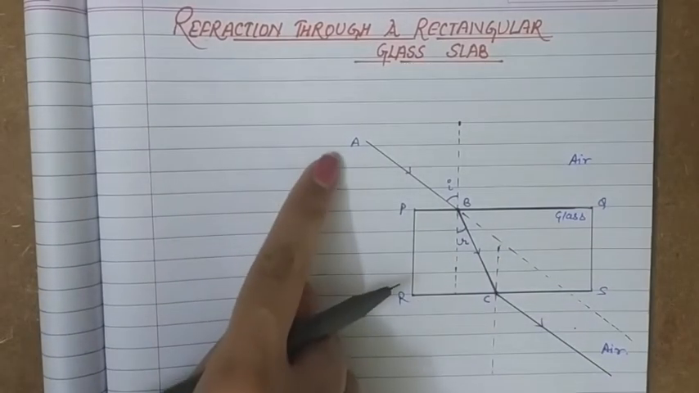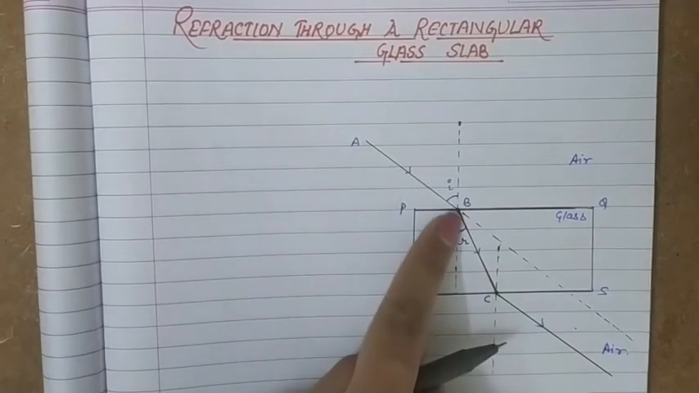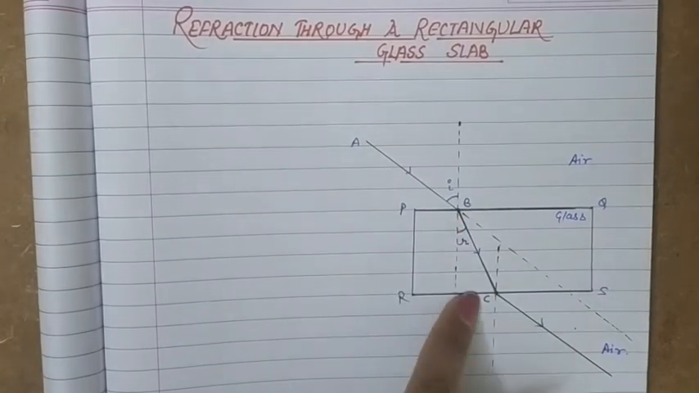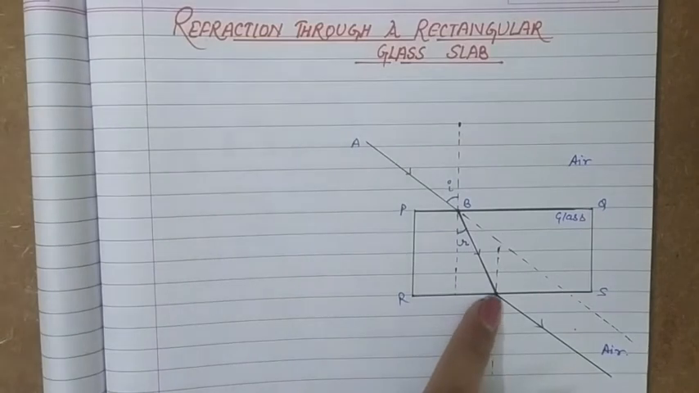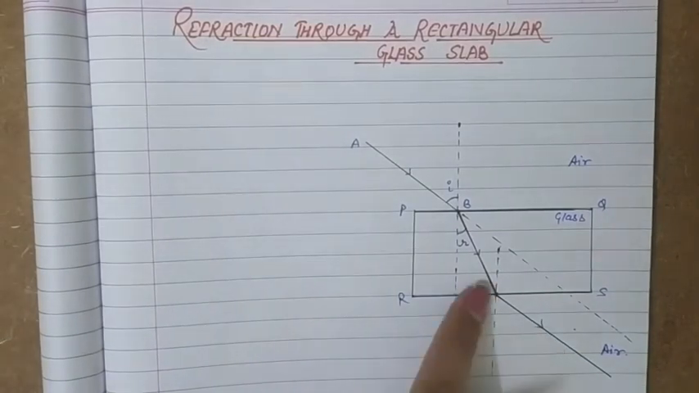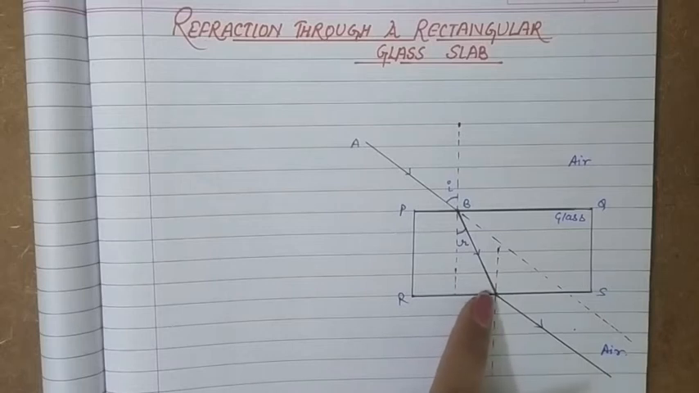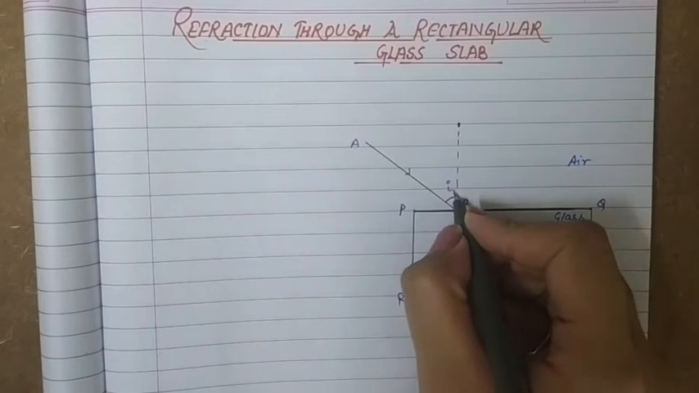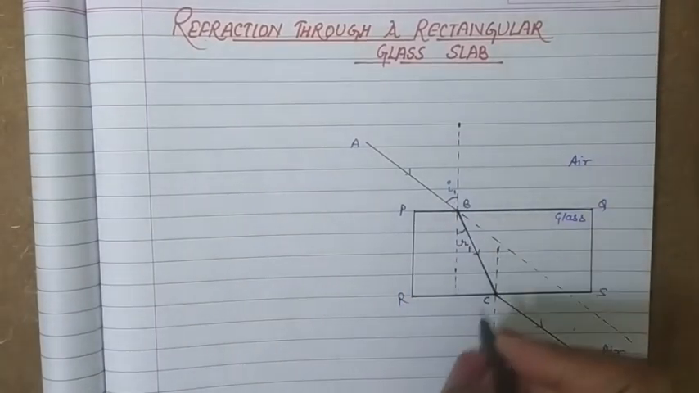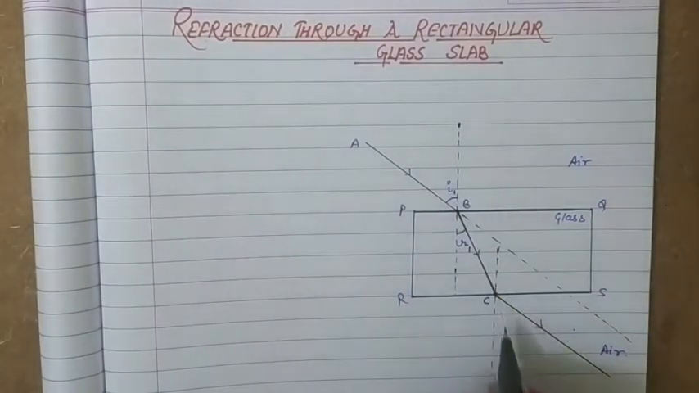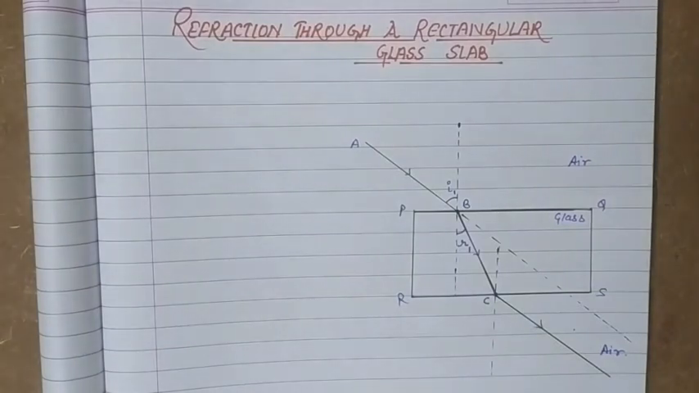Okay, so the light ray comes from A, gets refracted at B and moves along BC, but at point C it again passes into air and undergoes refraction. So here we again get an angle of incidence and an angle of refraction for this point. That's why we are going to name the first ones I1 and R1, and the angles which we get here we'll put as I2 and R2.